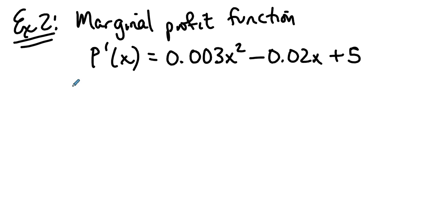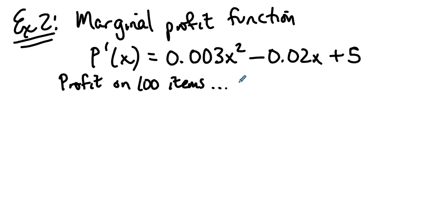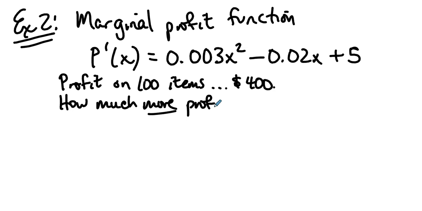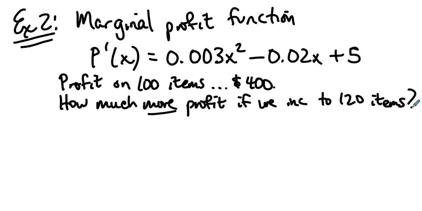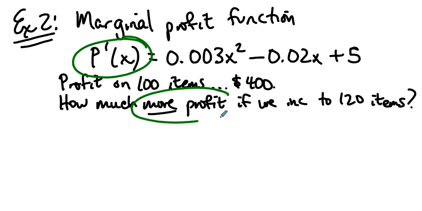And we know that if we sell 100 items, that profit would be, I don't know, $400. So how much more profit if we increase to 120 items? How much more profit? So this is a rate of change. We want to know the net change.